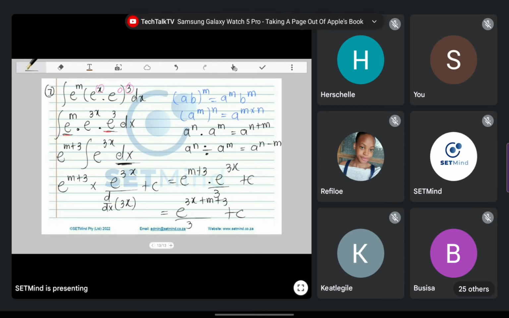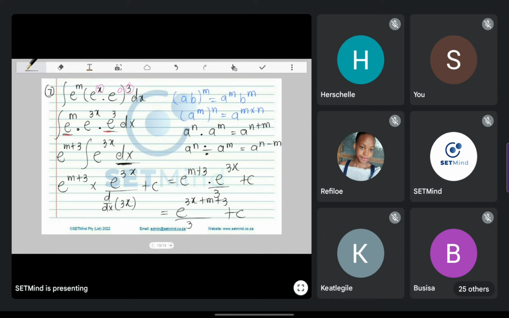Solve for x. Solve for x. Let me, I saw such a question somewhere. Yeah. Okay, there we go.